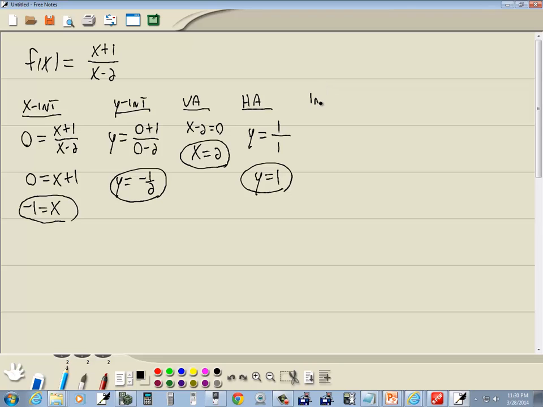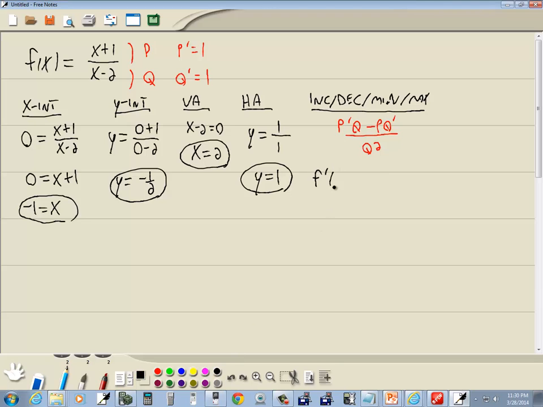Okay, now let's look at our increasing, decreasing, min, and max. Well, we need our derivative. And if we're going to find the derivative, then we're going to use the quotient rule. Top part is p, bottom part is q. We need p prime. The derivative of x plus 1 is 1. And we also need q prime. The derivative of x minus 2 is 1. Now our formula for the quotient rule is p prime q minus p q prime over q squared.